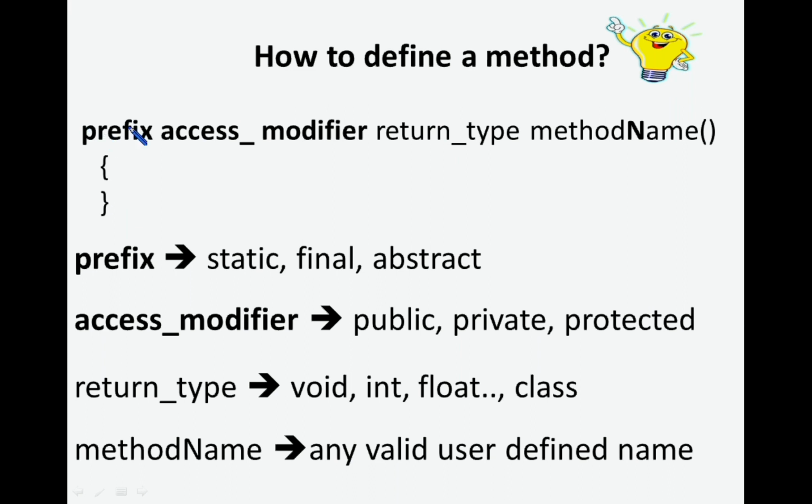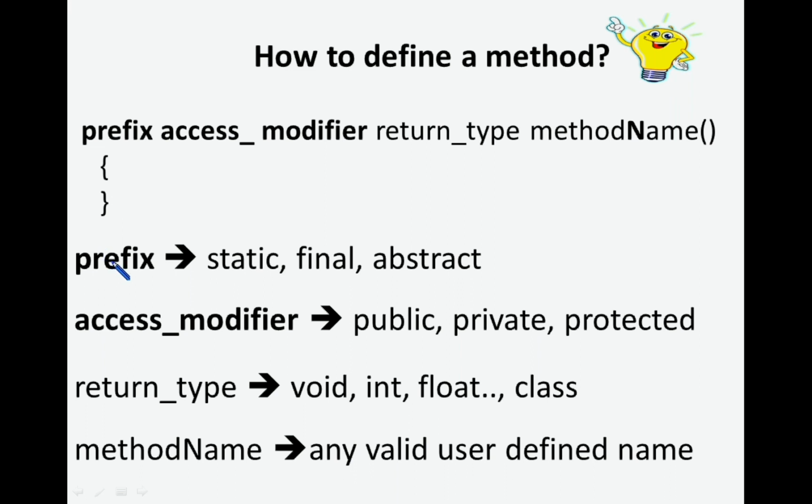Suppose we are declaring only the method. For example, in case of interface, this empty parenthesis must be terminated with the semicolon. So when we are defining a method, then only we can use these braces, right?